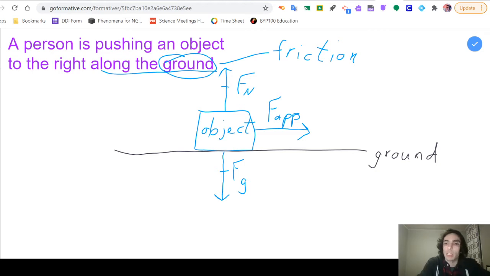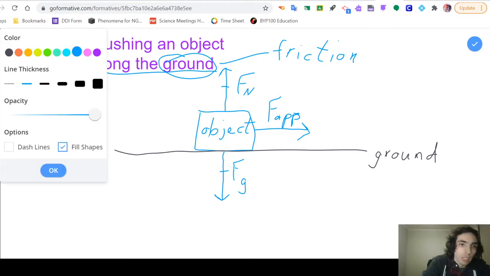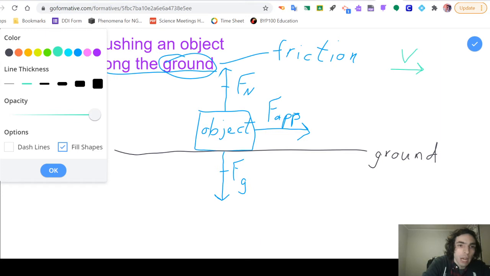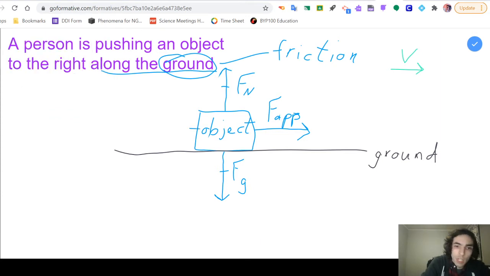So if this object is moving to the right, or its velocity is to the right, and this is not a force I'm drawing, remember velocity is not a force, it's just how an object is moving, basically its speed and direction. So if this object has a velocity to the right, friction would act the opposite way.